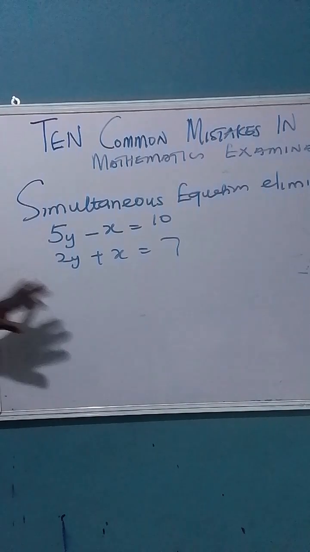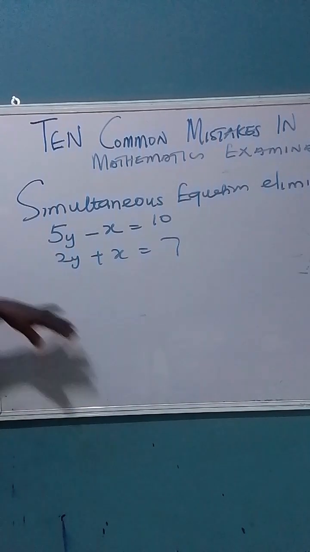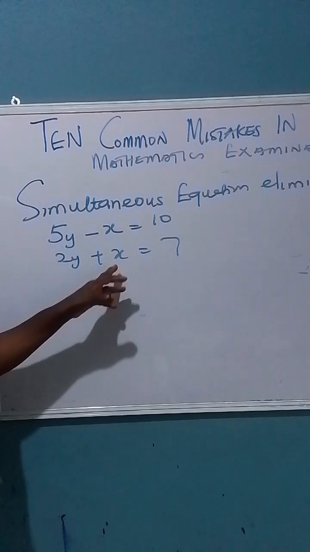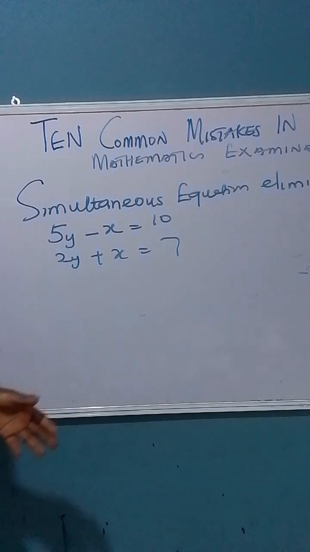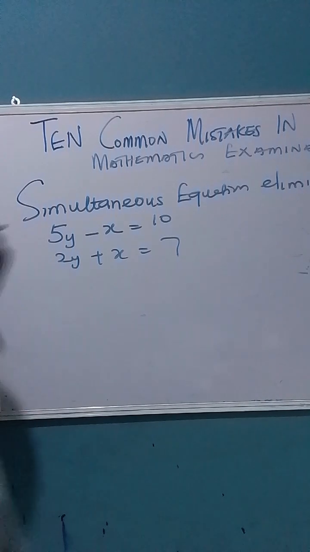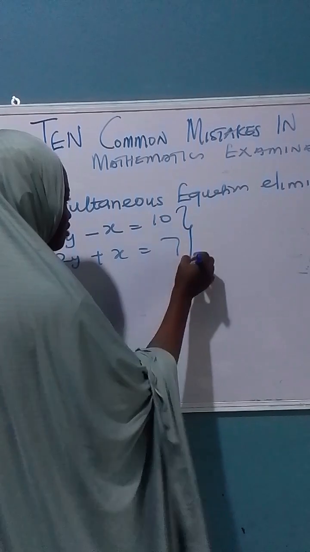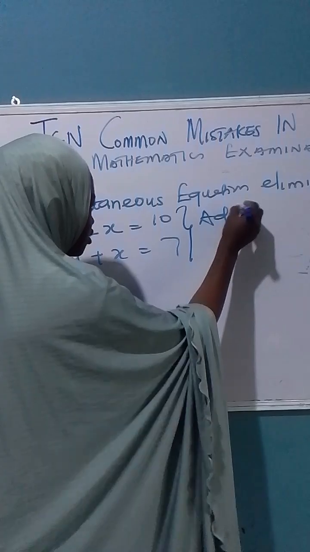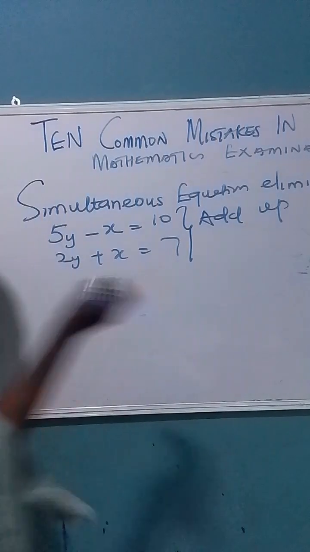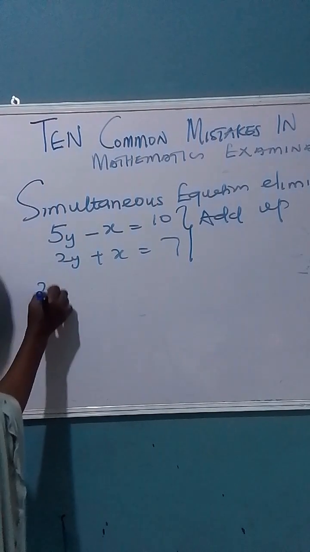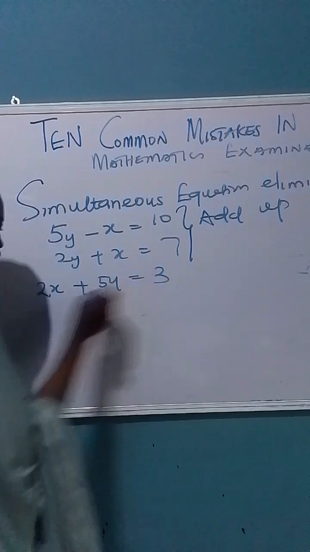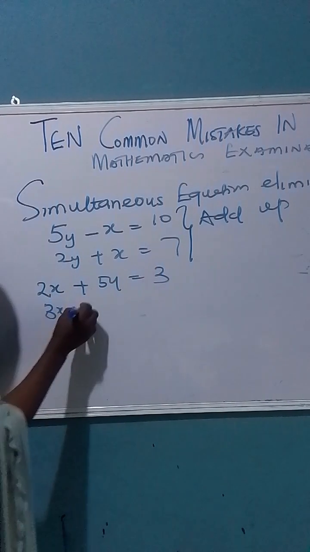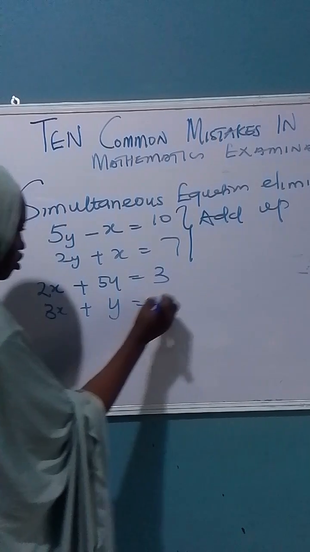For this type of simultaneous equation, you can see that for both x terms, their coefficient is 1. One is minus x, the other one is plus x. So in this type of simultaneous equation, what you have to do is add them up. Now let me show you another simultaneous equation. Assuming we have 2x plus 5y is equal to 3, and we have 3x plus y is equal to 7.